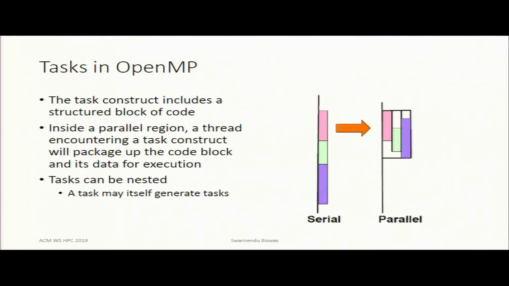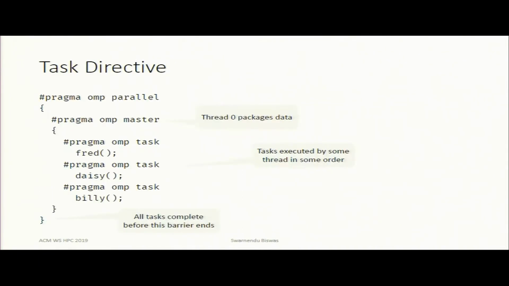So basically, this is what we have. If you have serial tasks, you can package all of them and then run them in parallel with OpenMP, right? So hopefully your end-to-end time will be less. And a task can be nested. So a task itself can generate a bunch of tasks.